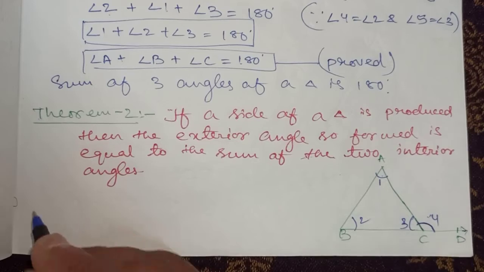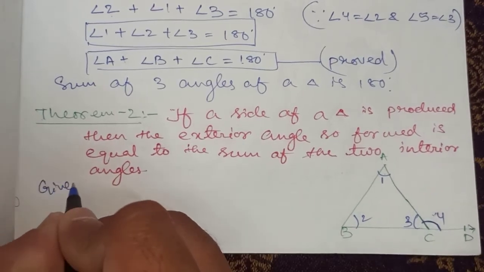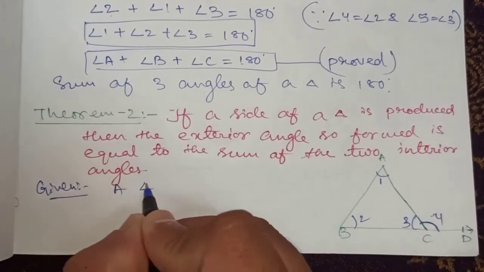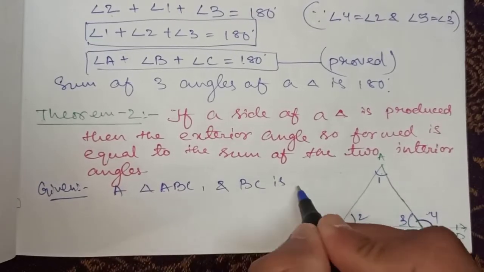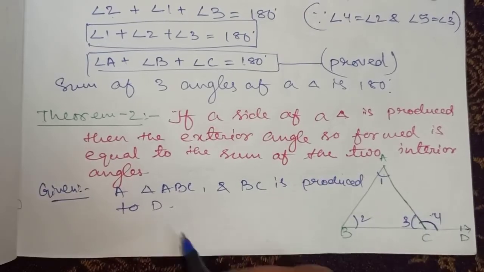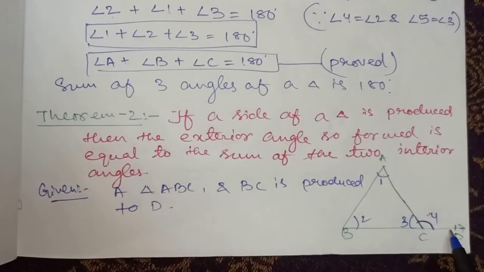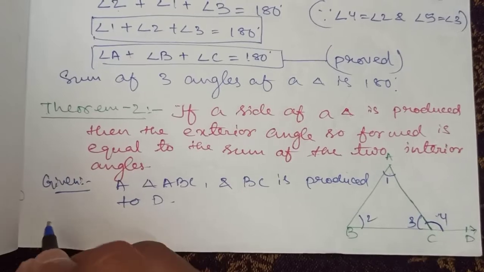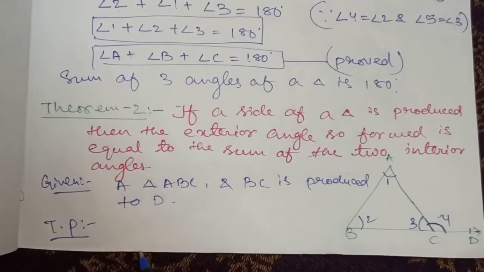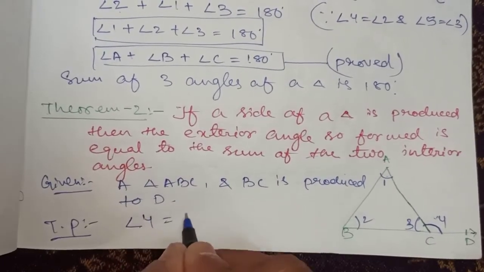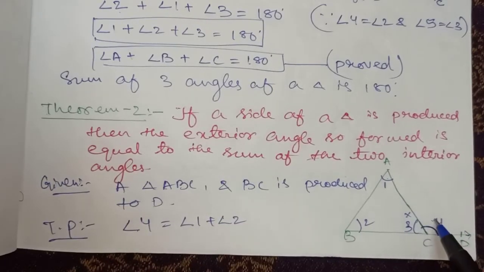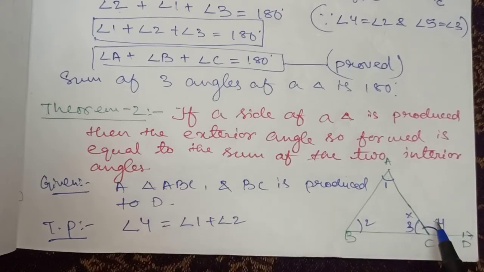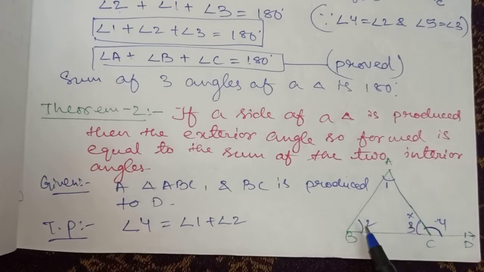So what is given? Given a triangle ABC and BC is produced to D. BC is produced to D, it has been increased. We have to prove angle 4 equals angle 1 plus angle 2. Don't take angle 3. Angle 4 equals angle 1 plus angle 2. So we will prove that this angle is equal to the sum of the two opposite interior angles.